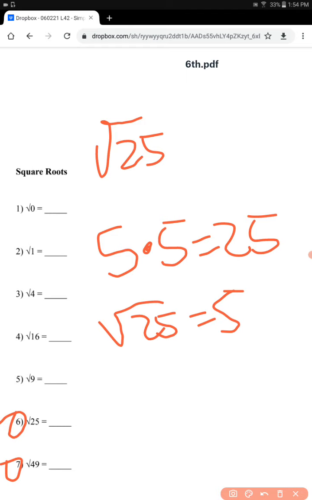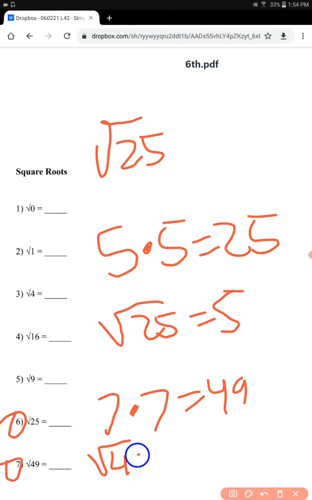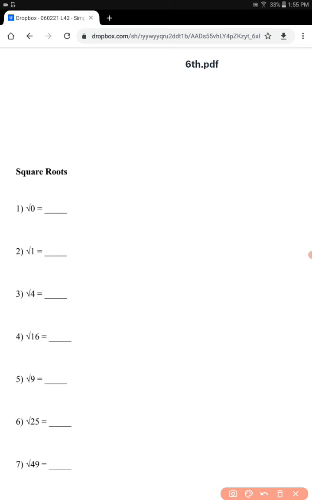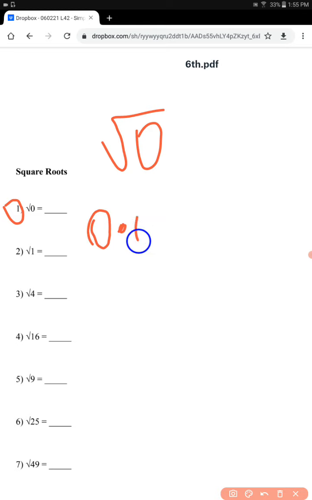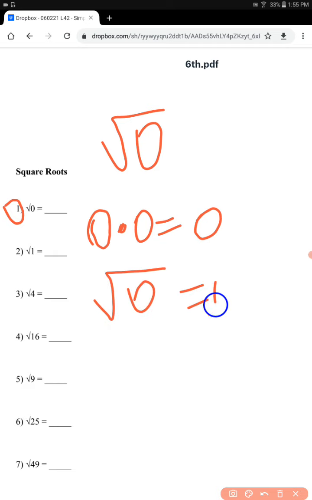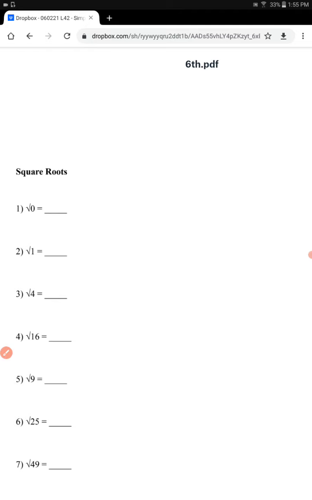Number 7. 7 times 7 equals 49. Therefore, the square root of 49 equals 7. Do you see the pattern? So now, for number 1, square root of 0, what would this one be? Well, it's pretty simple. 0 times 0 equals 0. So the square root of 0 is just 0. So that's basically it. Pretty simple.